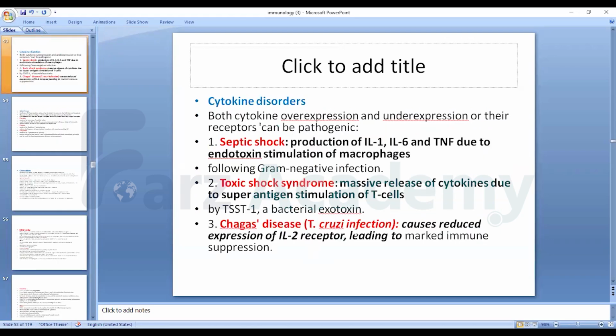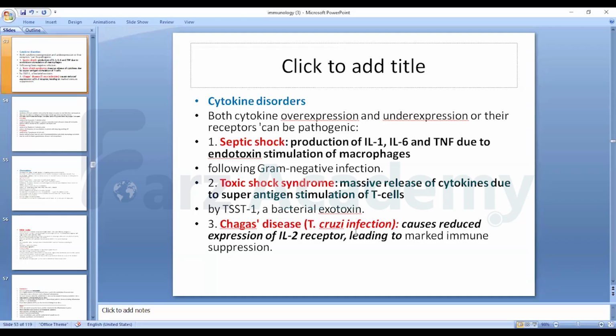Let's come to cytokine disorders. Both cytokine overexpression and underexpression, or of their receptors, can be pathogenic. In septic shock, there is production of interleukin 1, interleukin 6 and tumor necrosis factor due to endotoxin stimulation of macrophages following gram-negative infection. In toxic shock syndrome, there is massive release of cytokines due to superantigen stimulation of T cells by toxic shock syndrome toxin 1, a bacterial toxin.